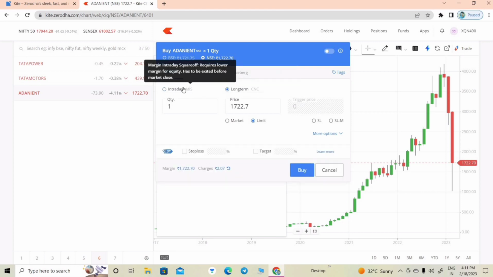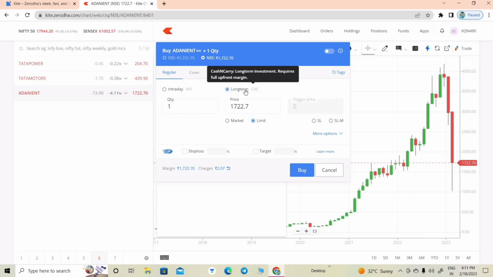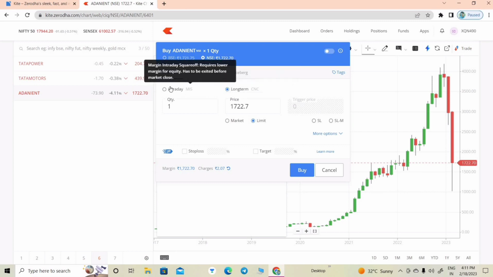And long time, as the name says, means that we are investing some money for the long term, and after some 1 or 10 years we are getting returns from that. That is the idea of the long time. And intraday is on a day basis. That is, during that day we can sell and buy that order.